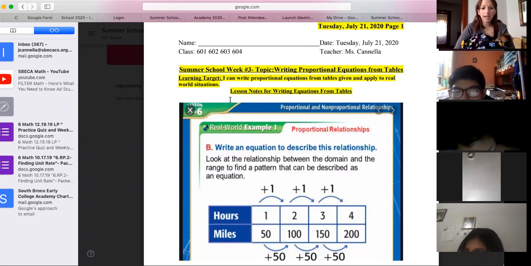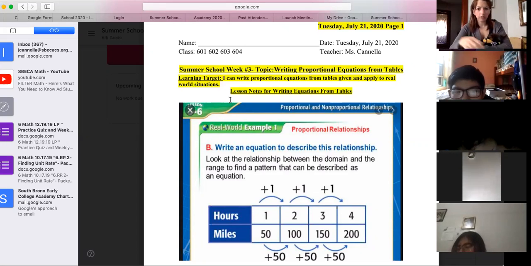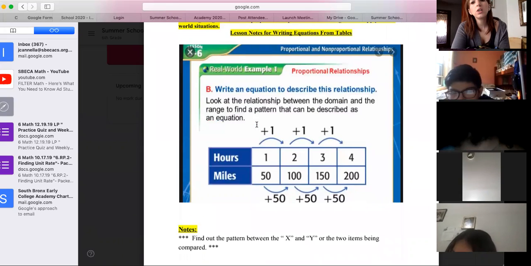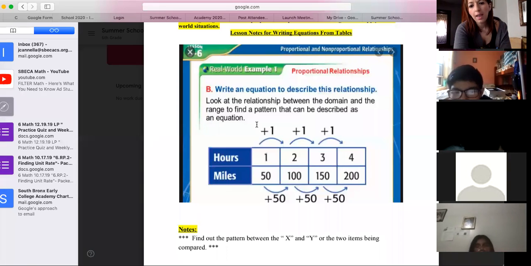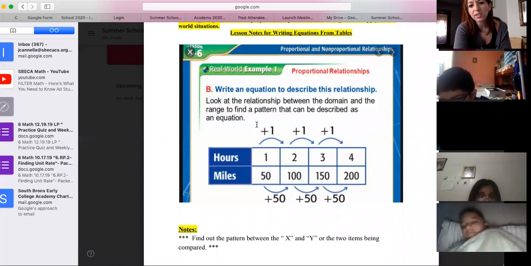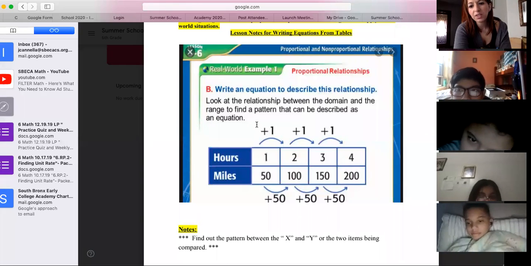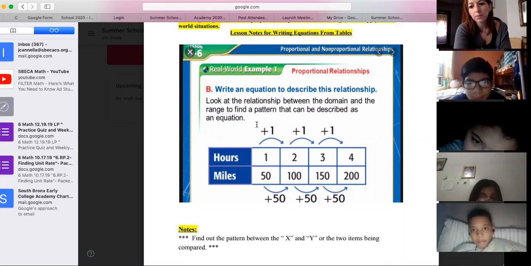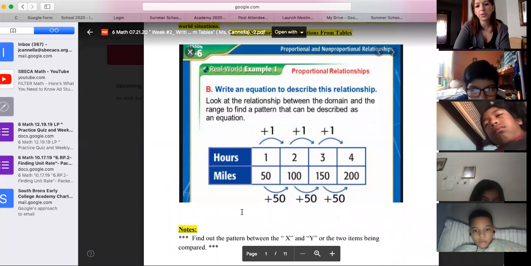Now let's look at the example that I provided. This is very important for 7th grade. When we write an equation that describes the relationship, if you look here on my screen, it says hours is 1, miles is 50. To get from 1 to 2, you add 1, but to get from 50 to 100, you add 50. Or you do 1 times 2 to get 2, and 50 times 2 to get 100. Just like 1 times 3 is 3, and 50 times 3 is 150. 1 times 4 is 4, and 50 times 4 is 200. So we just found that out.